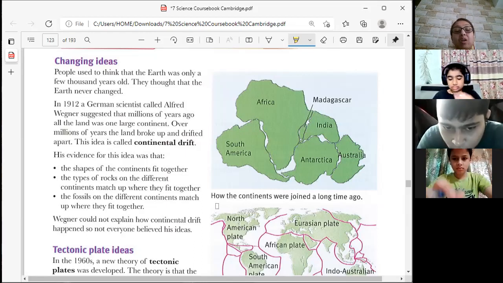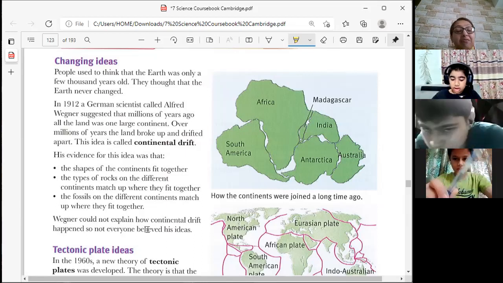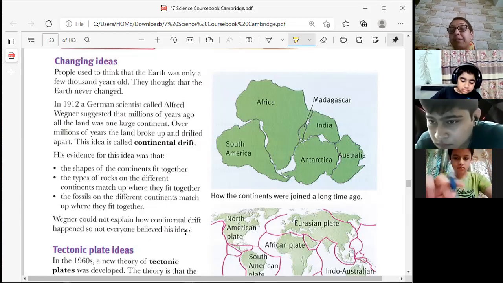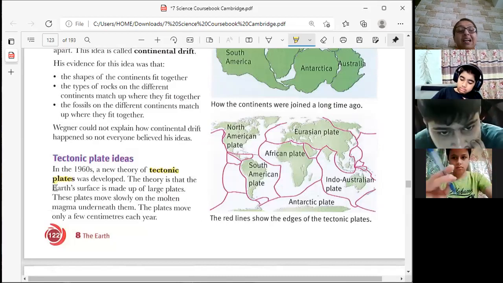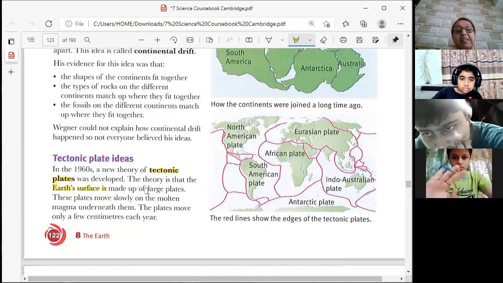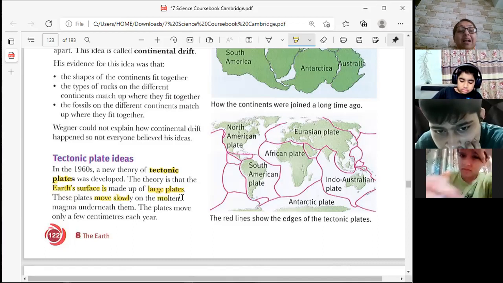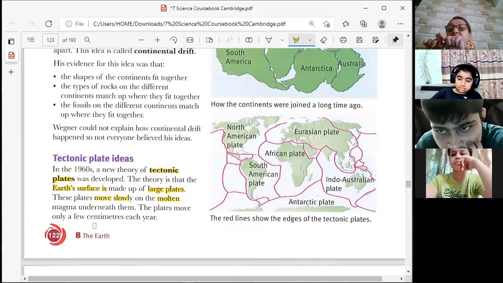Wegener could not explain how the continental drift happened, so not everyone believed his idea because he could not explain how the drift might have happened. Okay, so now we are going to see how the drift happened. In 1960, a new theory of tectonic plates was developed. The theory is that the Earth's surface is made up of large plates. These large plates move slowly on the molten magma underneath them. These plates move only a few centimeters each year.